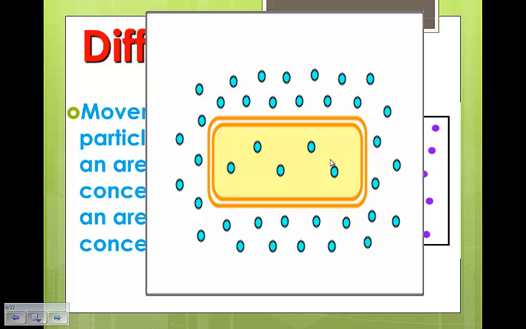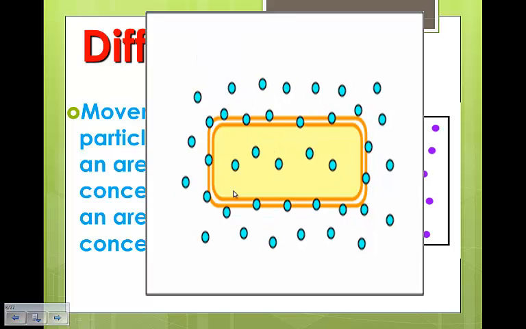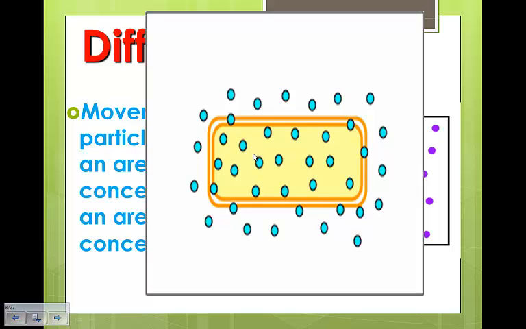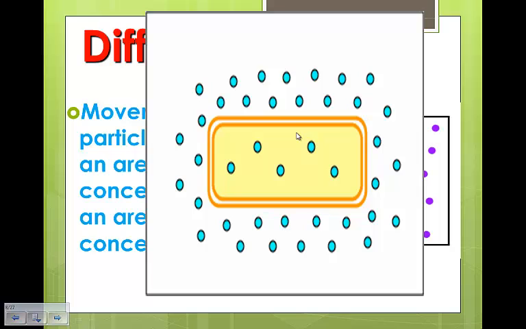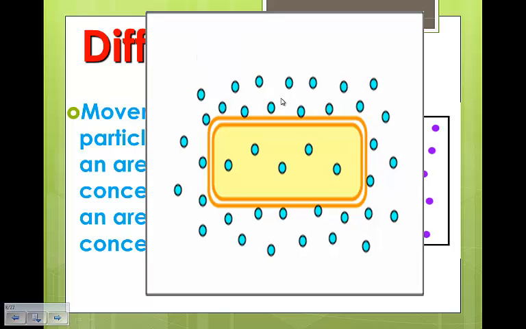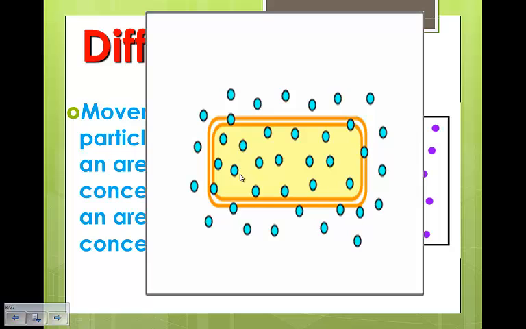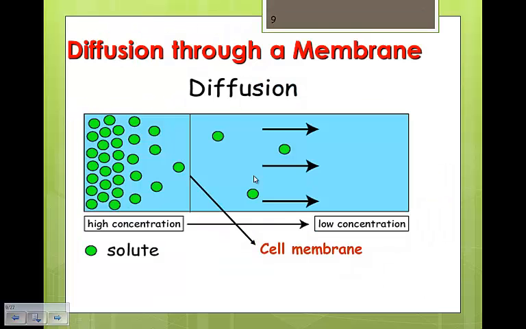And there you have it. You can see the cytoplasmic membrane and the oxygen molecules. We have more on the outside, less on the inside. So those oxygen molecules are going to diffuse into the cell until it reaches a point of equilibrium where there is the same number of oxygen molecules on the outside as there are on the inside. You can see now they're about equal, but when it starts, it's not.